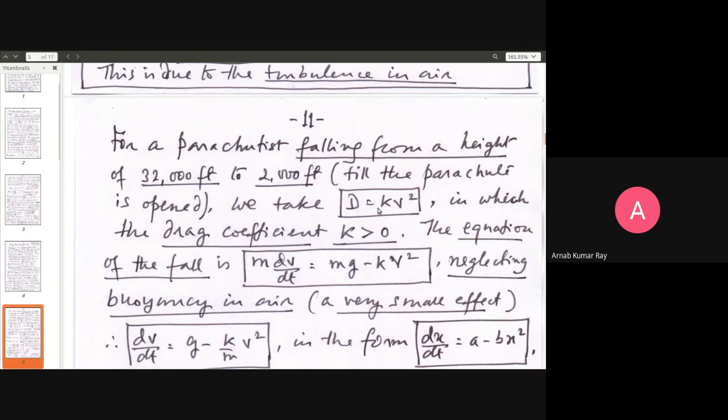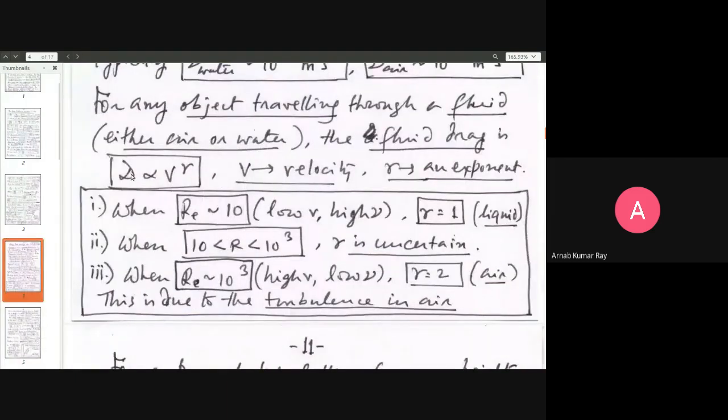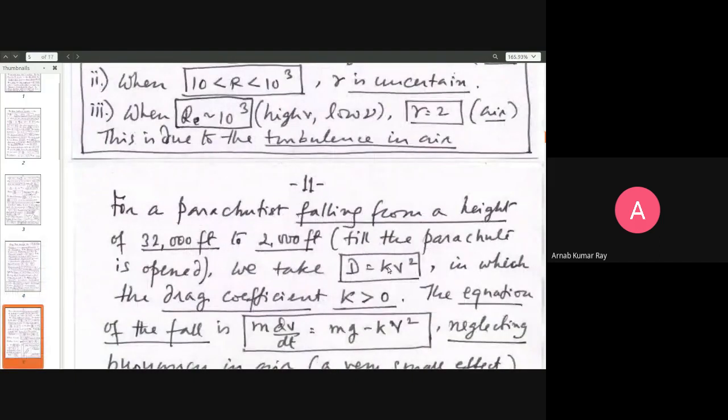You take the resistance to be k times v squared. D is equal to kv squared. And once again, as I said, the drag will be proportional to v raised to gamma, and so gamma is chosen as 2. So the drag constant, the proportional constant, is k. D is equal to kv squared, and so the drag coefficient is that proportional constant. K is greater than 0.